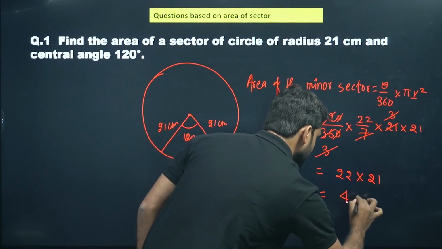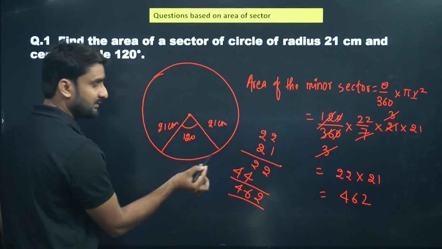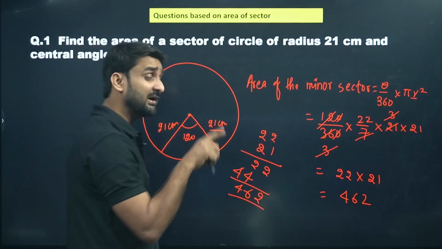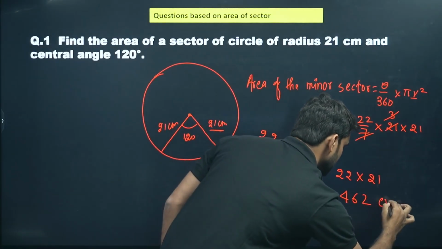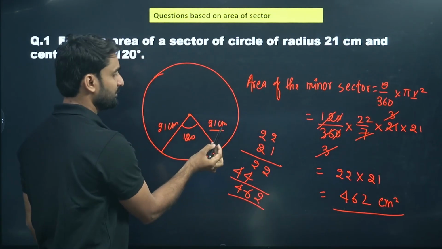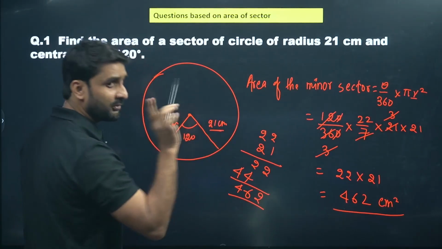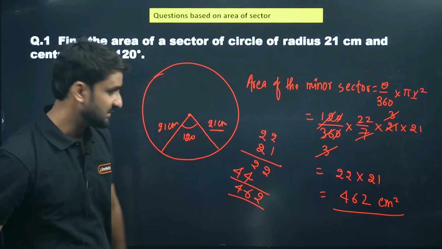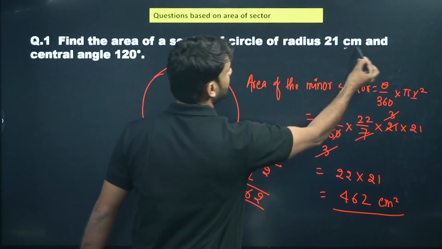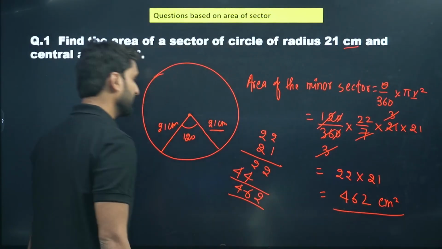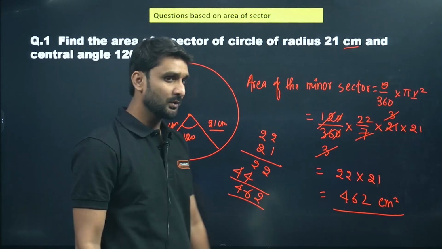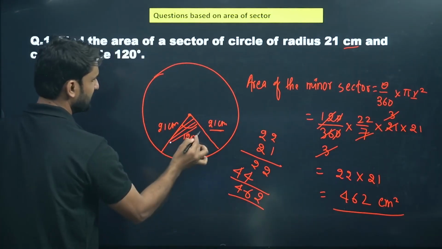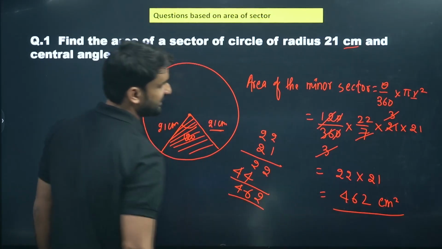So that is 462, and the dimension of radius is centimeter, right? And we are finding the area, so the result will be centimeter square. If the radius is given in meter, the area will be meter square. So it depends on the dimension given in the question. Centimeter is here, so we write centimeter square. Hope you have understood this question. So the area of this sector is equal to 462 centimeter square.